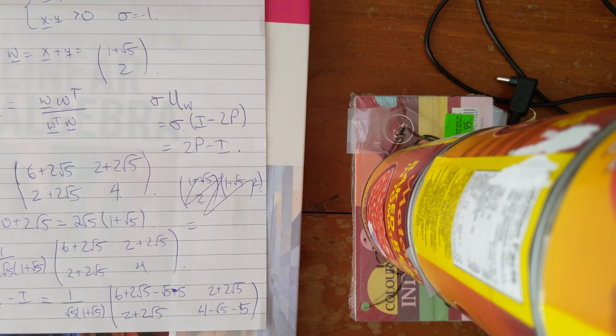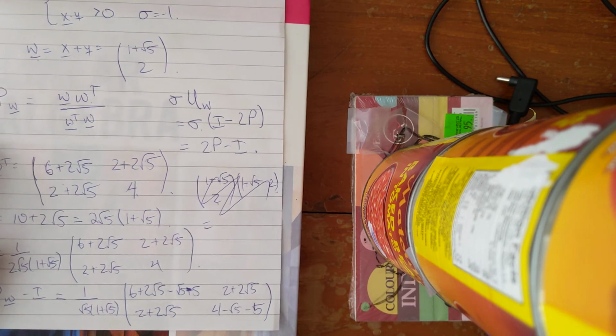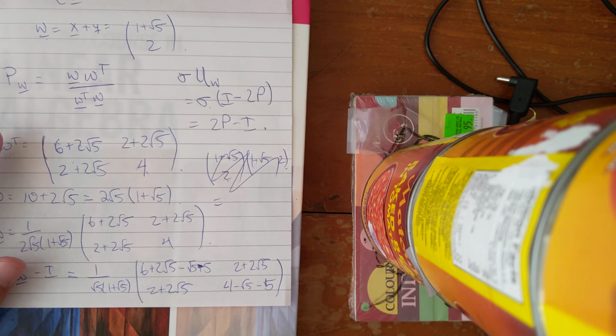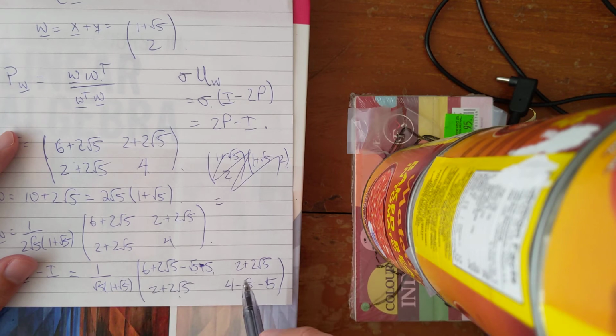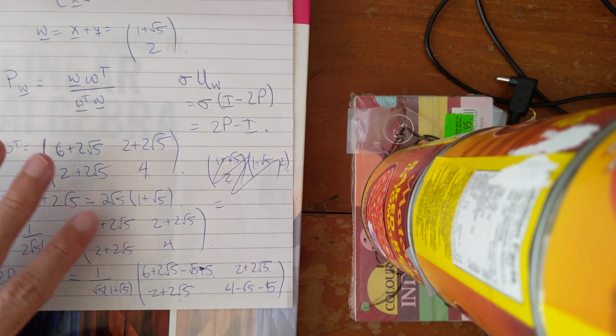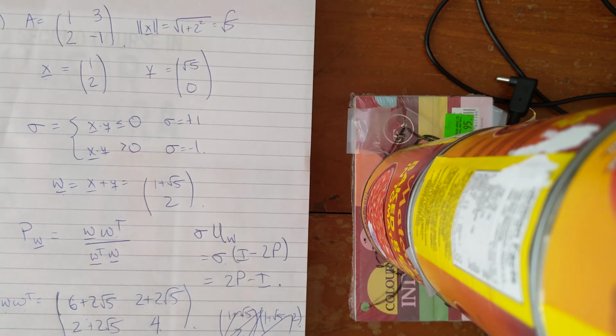If we simplify everything, U turns out to be a little bit simpler than we expected. We get 6 minus 5 is 1, 2 root 5 minus root 5, that's root 5. So we get 1 plus root 5, 2 plus 2 root 5, 2 plus 2 root 5, and minus 1 minus root 5. Okay, so I will try my best to remember that.